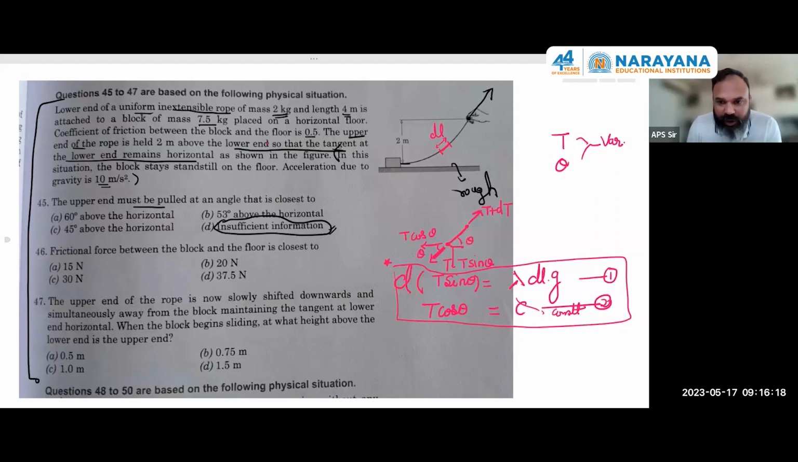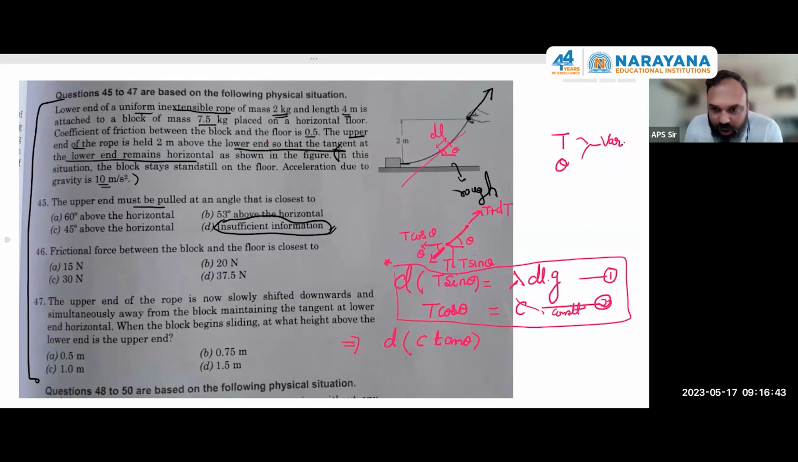Like using these two equations, as T cos theta is constant, or you can say d of T cos theta is 0, one and the same. By these two equations, what I'll get is d. Let me just come out of T first, if I'm dealing with theta. So this is C tan theta, d of C tan theta. Theta is the general angle of the tangent on the rope at a general position.